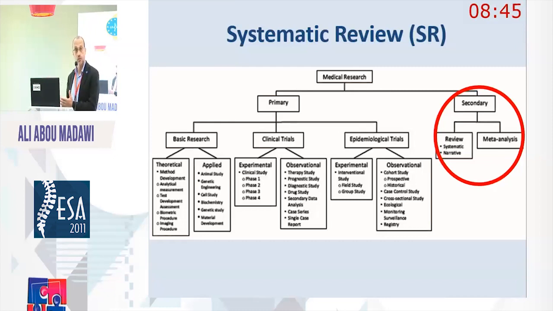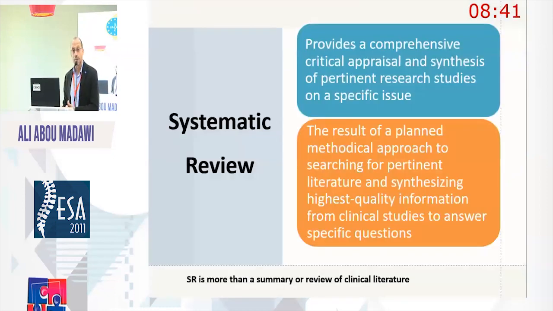Systematic review provides a comprehensive critical appraisal and synthesis of pertinent research studies on specific issues. Systematic review is the result of a planned methodological approach to searching for pertinent literature and synthesizing the highest quality information from clinical studies to answer specific questions. Systematic review is more than a summary of data. It is a systematized way of research.